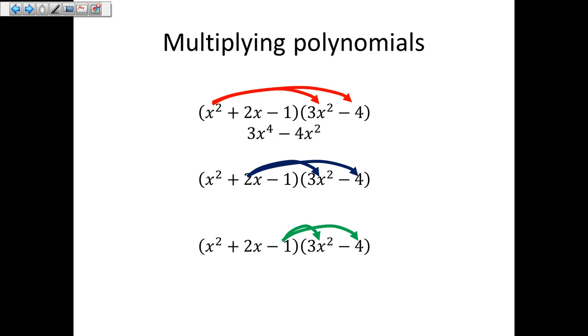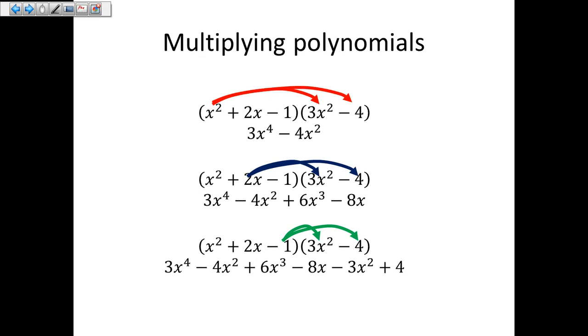So first we multiply the x squared through. We get 3x to the fourth minus 4x squared. Now we take the 2x and multiply it through, and we're adding 6x cubed minus 8x. And then finally multiply that negative 1 through, and we have a minus 3x squared plus 4.